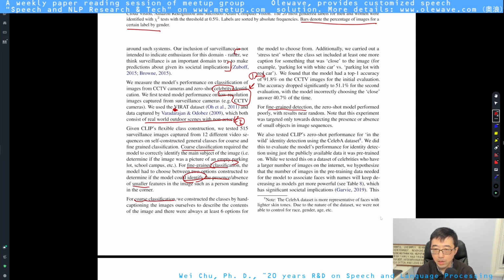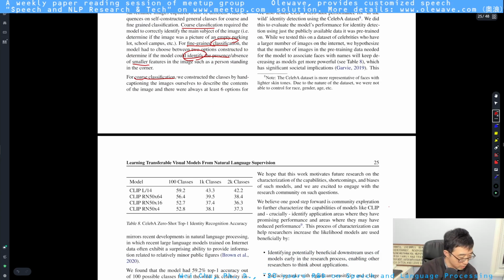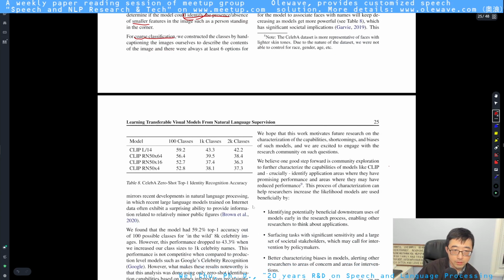And then they also check the CLIP model zero shot performance in the wild. I think this is called a WIT, right? Not WIT. In the wild identity detection using the celebrity A data set. Yeah, you just see the take home message is that it checked the table 8.